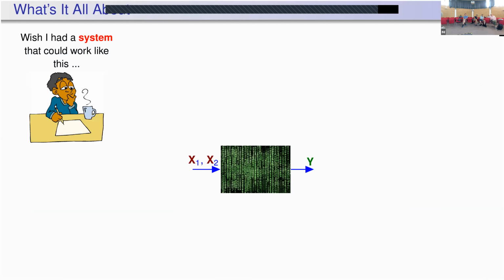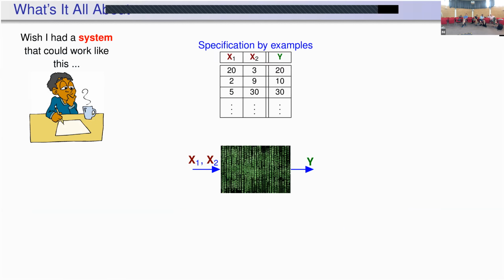Okay, so what's it all about? Suppose you're at your office table in the morning, thinking that I wish I could have a system that works like this. How does the system work? It has, let's say, 2 inputs and 1 output. Here is a very popular way of specifying how a system works. It's an incomplete specification, but you just give some examples. This has become very popular. This is programming by examples.